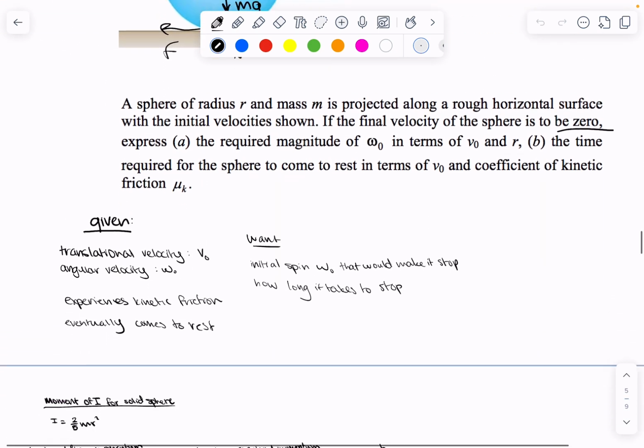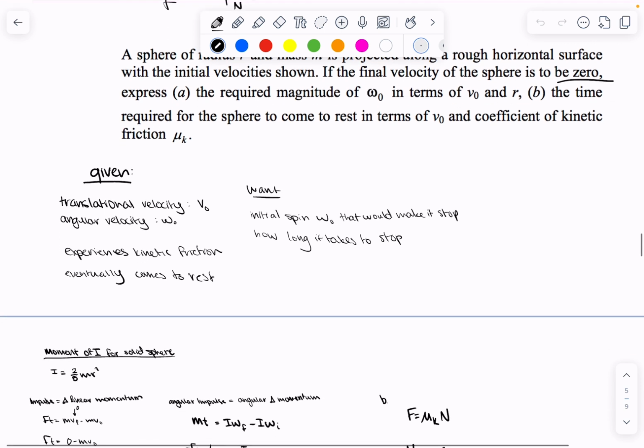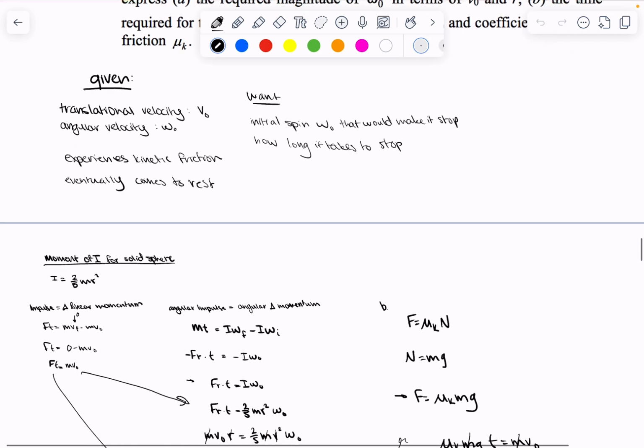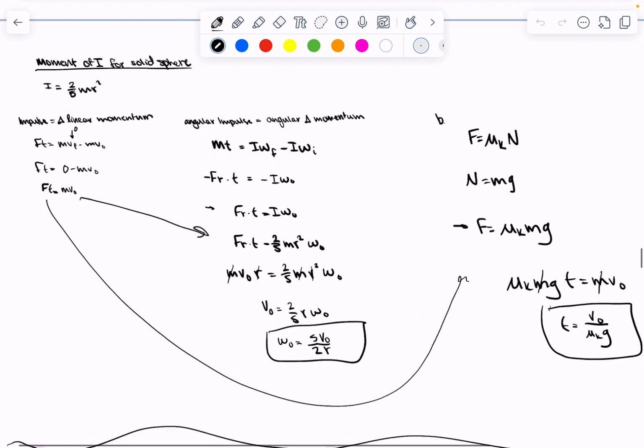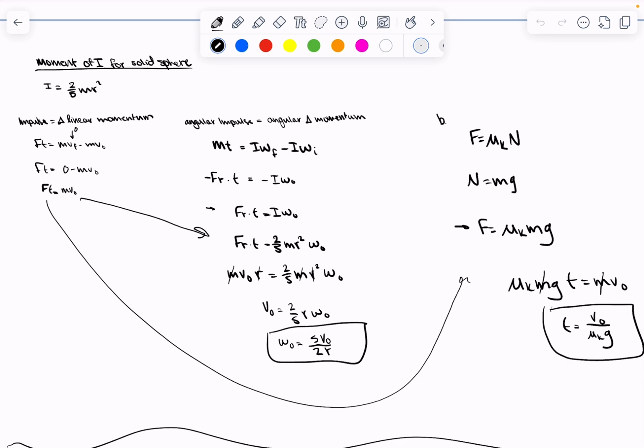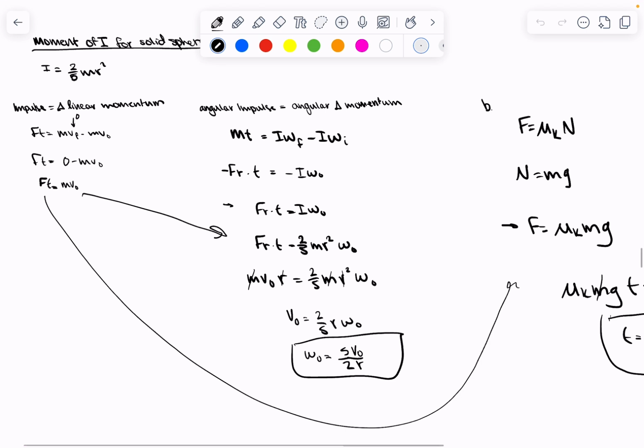Number 5, we're given translational velocity v0 and angular velocity omega 0. It experiences kinetic friction and eventually comes to rest. You want the initial spin omega 0 that would make it stop and how long it takes to stop. So, moment of inertia for a solid sphere, and then impulse is equal to change in linear momentum, and the final velocity is going to be 0. It gets rid of the first term. So Ft is equal to mv0.